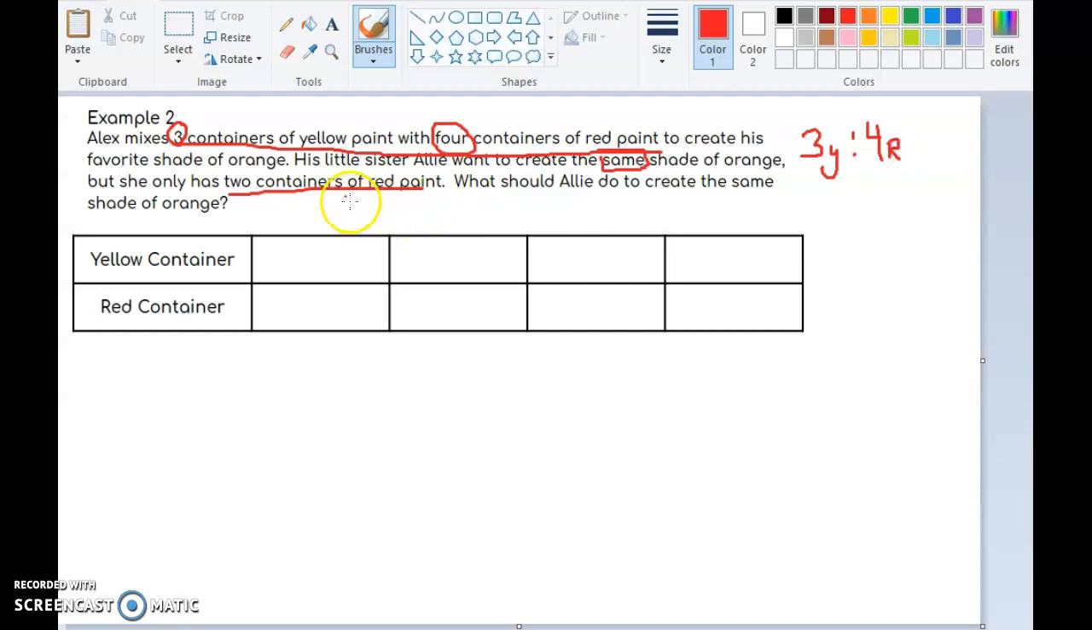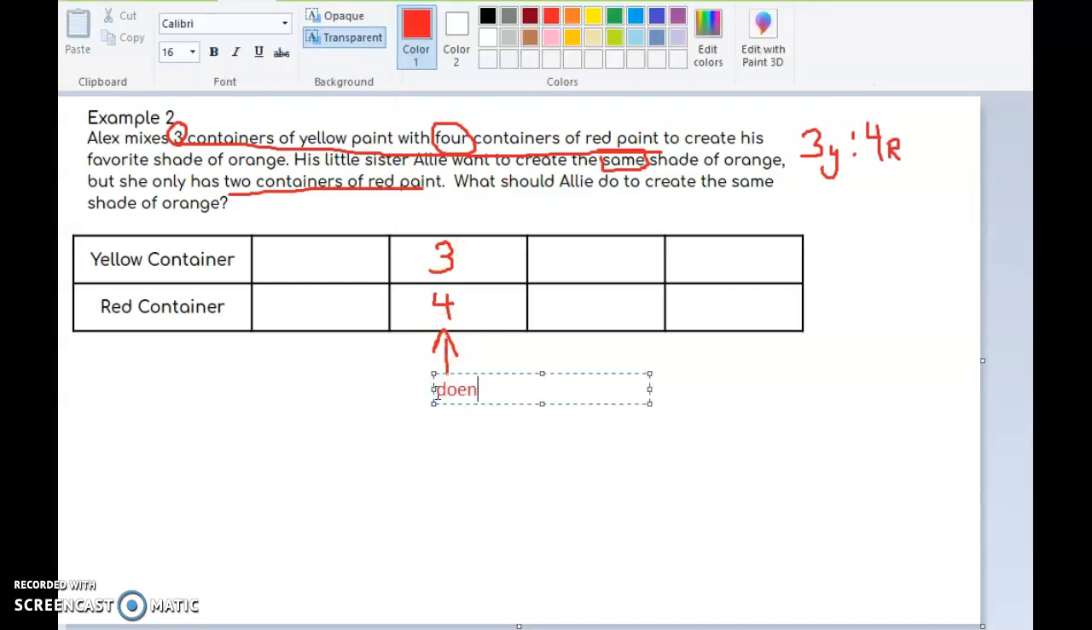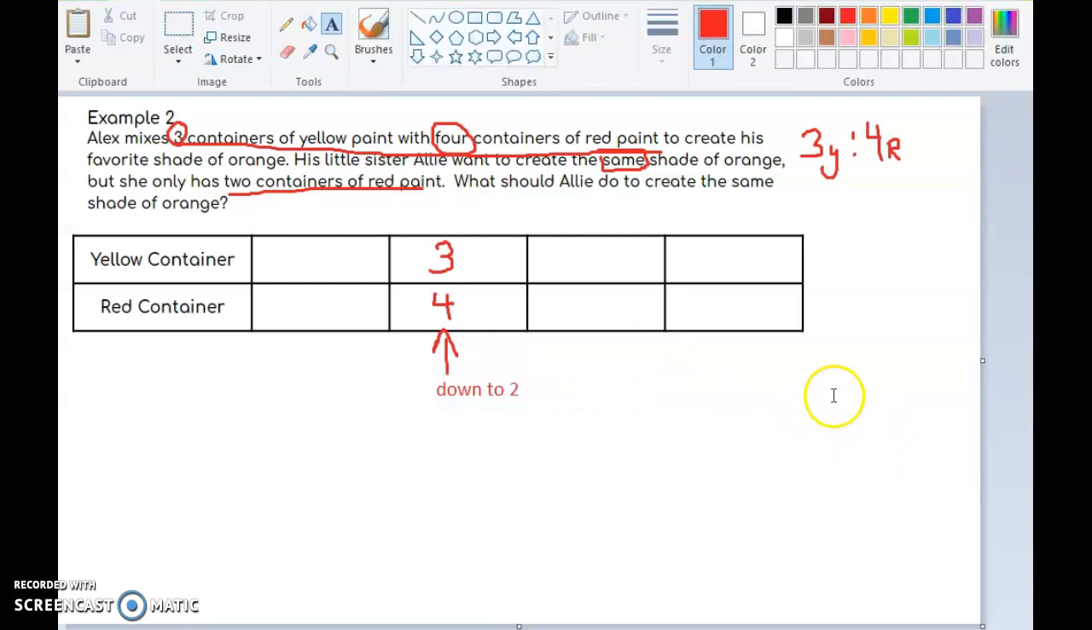Okay? So I'm looking at, and it looks like I have to get to 2 containers of red, so it means I'm going to have to scale backwards. So let's go ahead and put this in the middle. If you don't put it in the middle, it will not ruin anything. Okay? So if I'm looking at this, I need to get this one right here down to 2. Okay? Well, if I think about it, down to 2, 4, how can I get to 2? Well, I'm going to divide by 2. So let's make this column a divide by 2 column.